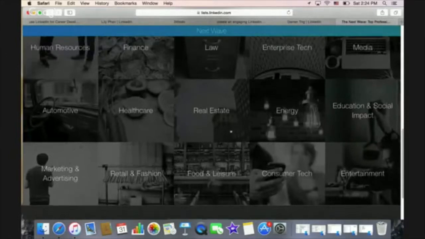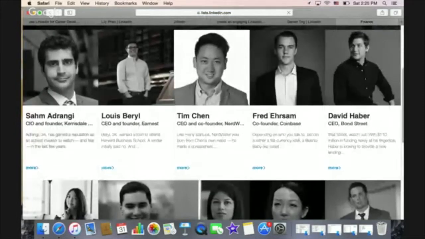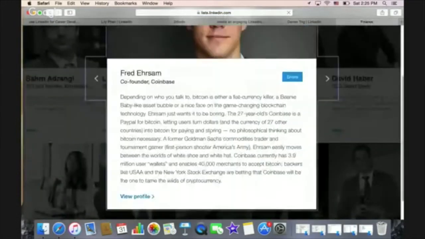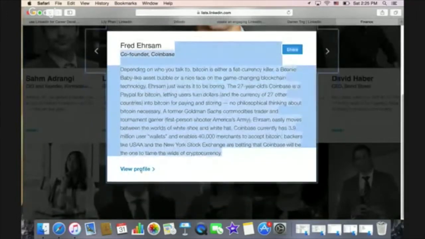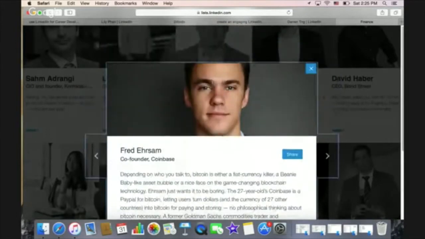So for example, if you're going to be in finance, you can click on finance. Then you can click on one of these profiles. When you click on the profile, it gives you a short story about this person. Then you can click on the profile and learn more and look at their profile. But just reading a story about these people, you have a sense of who these people are and what drives them. All of these people that are featured on this page are very passionate individuals, people who want to contribute. And when you read this and you feel like, wow, I also want to do something similar.